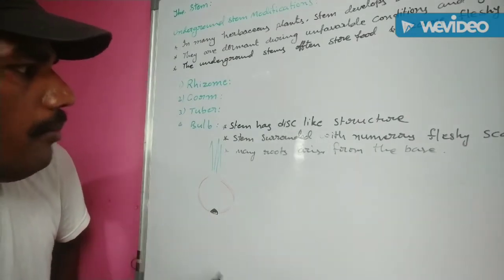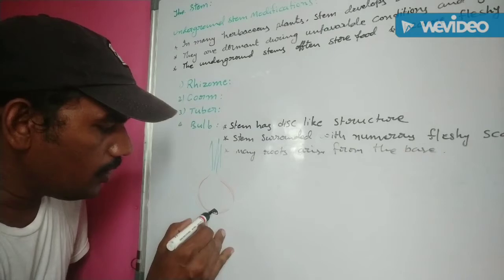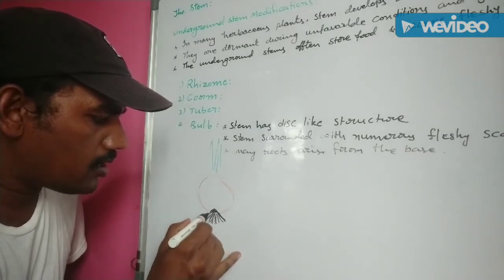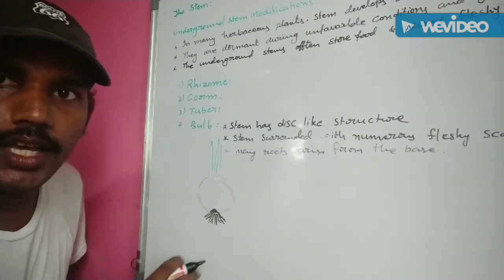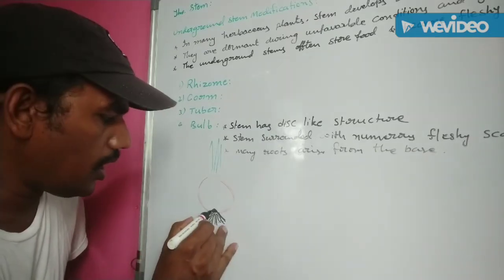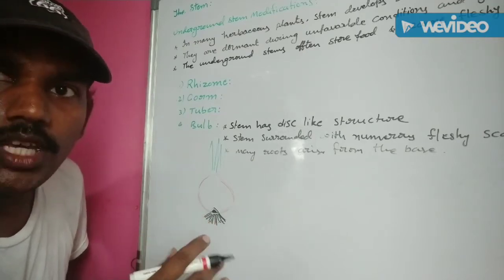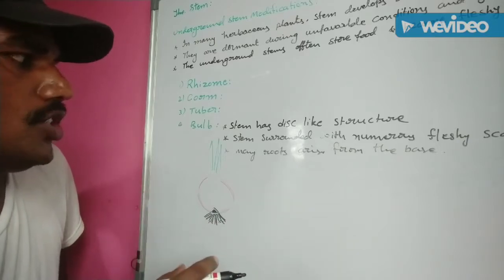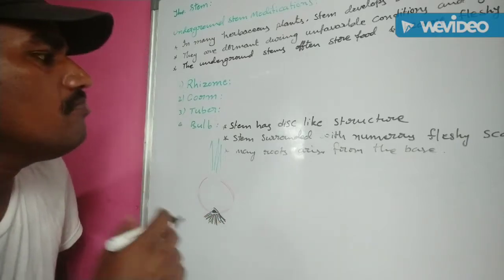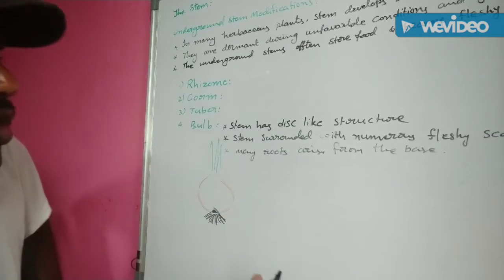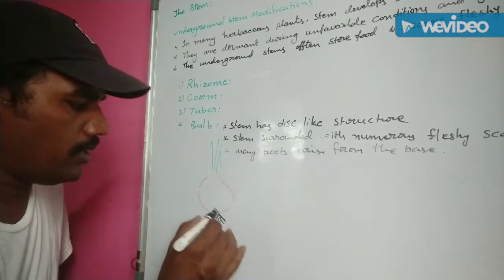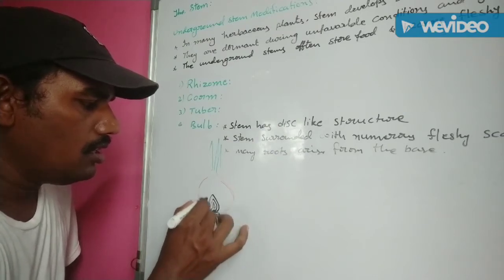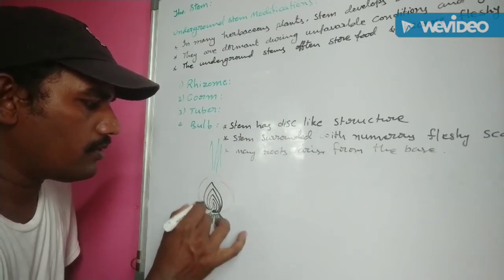Okay. Many adventitious fibrous roots arise from the base. This one is the actual stem. The stem is shunted and also disc-like. On this disc-like stem, numerous fleshy scaly leaves are present. These are the scaly leaves. Many scaly leaves.